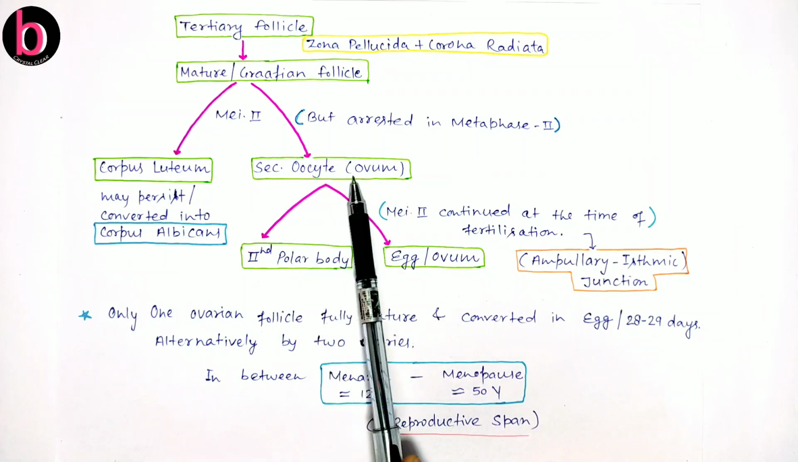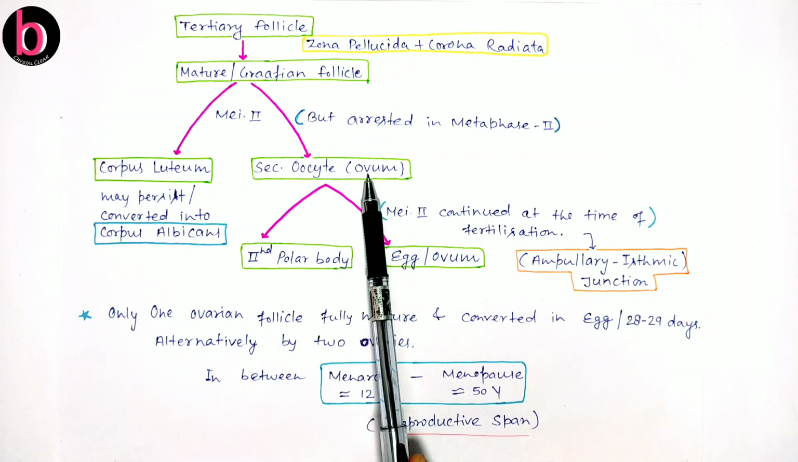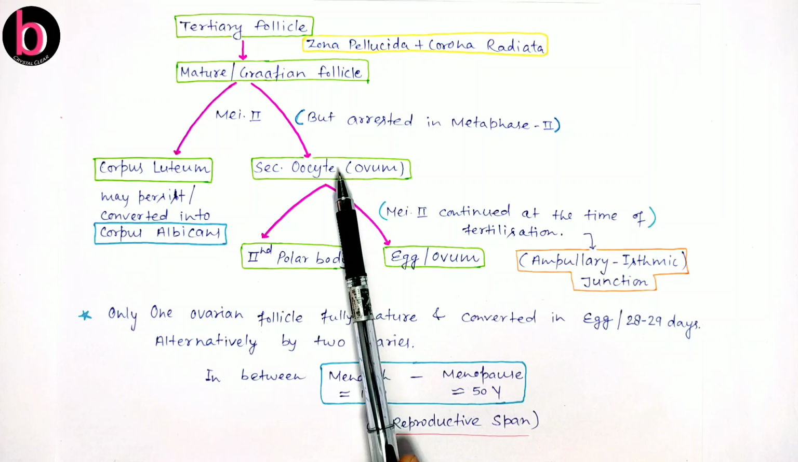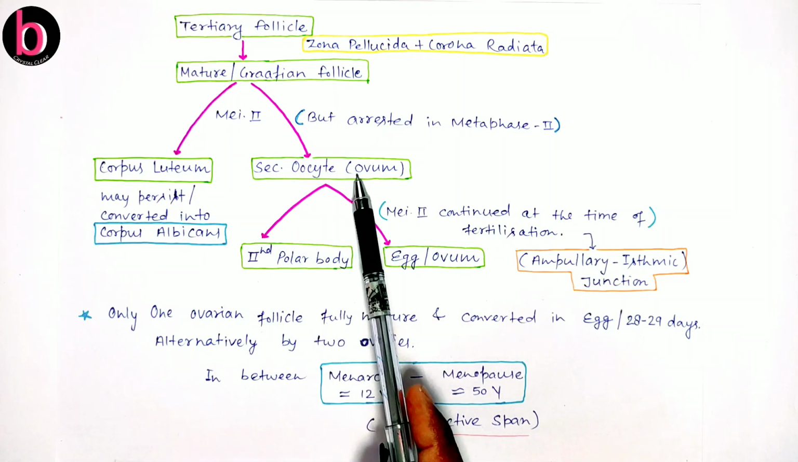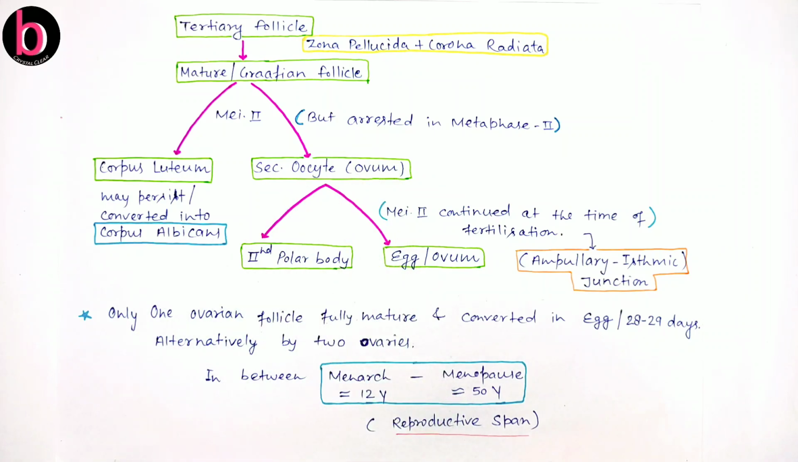Now again about the secondary oocyte or ovum. This secondary oocyte or ovum is released out of the ovary after ovulation. Now this egg is taken by the fimbriae of the fallopian tube. We discussed that in the fallopian tube or oviduct there are three parts: infundibulum, ampulla and isthmus, and just at the anterior of the infundibulum there are a number of finger-like projections known as fimbriae. So by the fimbriae this secondary oocyte is taken and carried towards the uterus.